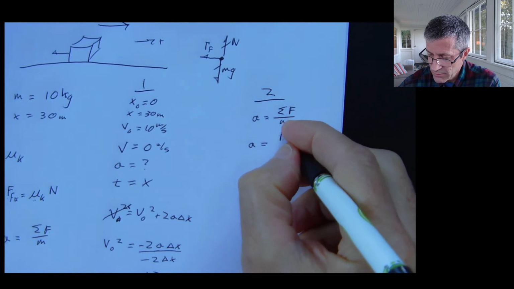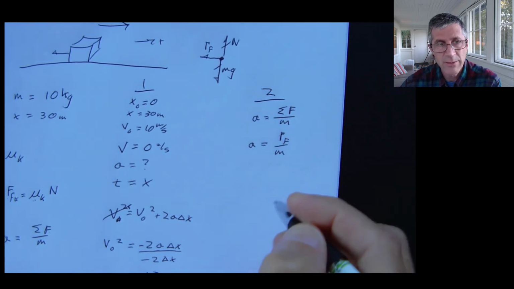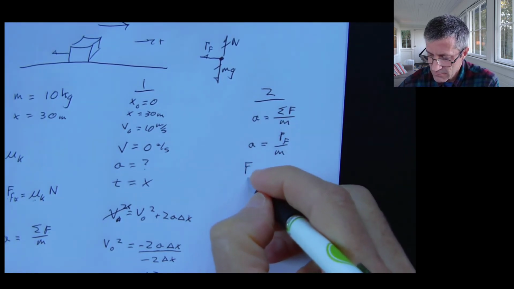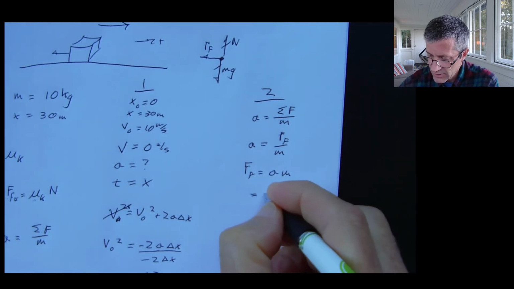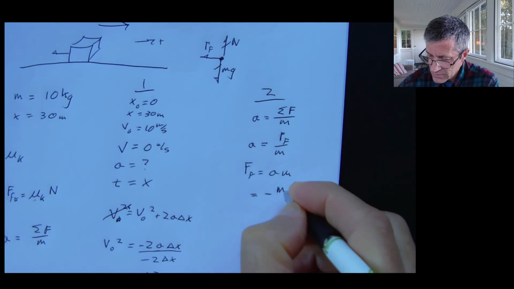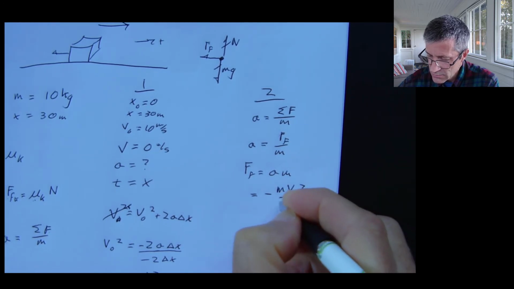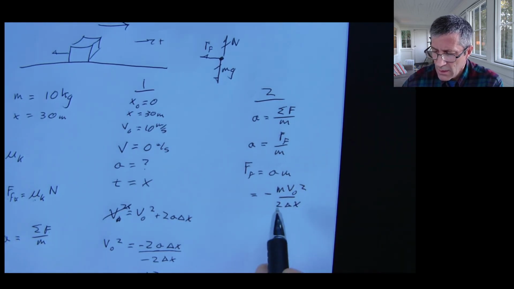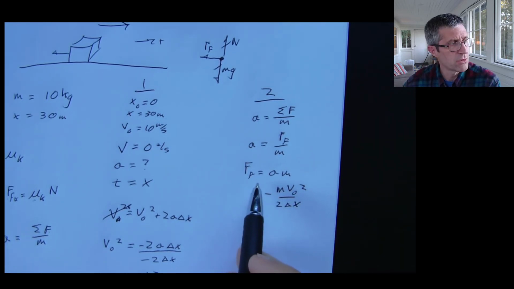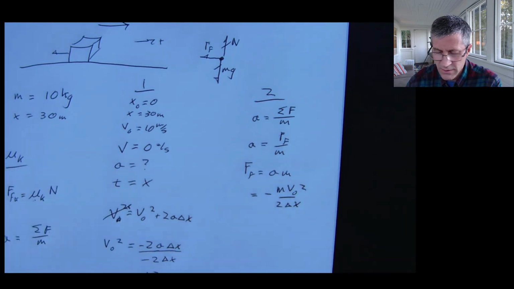So I can figure out my frictional force by multiplying my acceleration by mass. And I'll plug this in here. So this is going to be minus mass times v naught squared over 2 delta x. Well, frictional force is helpful, but what I'm trying to get to is the coefficient of kinetic friction. So I've got one more step here.